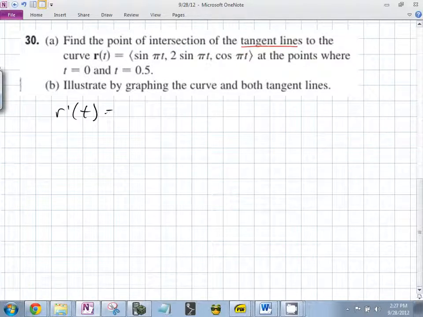t is equal to what? Pi cosine pi t. 2 cosine 2 pi cosine pi t. And negative pi sine pi. Negative pi.